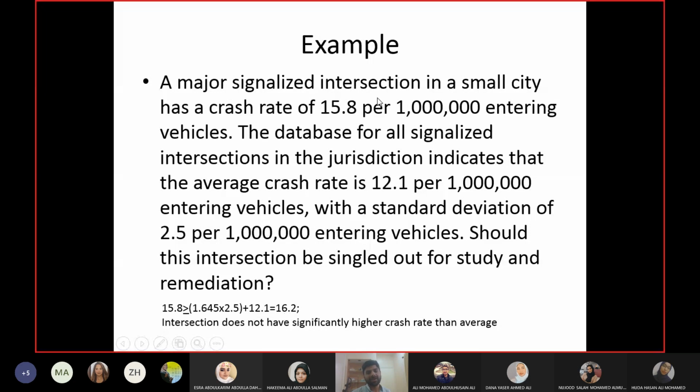The crash rate at my site is 15.8. Any site which had a number of 16.2 or more should have been selected. This particular site should not be selected. Same rule, right? 16.2 or above should be selected, so below 16.2 should not be selected. So this intersection does not have a significantly higher number of crashes than the average.